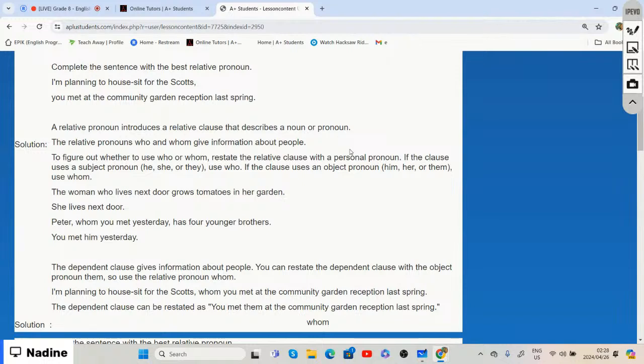All right, if we look at an example, we can say the woman who lives next door grows tomatoes in her garden. So the woman, right, if we refer to the woman as a specific subject, or pronoun, we can say she lives next door. And if we say she, then it means that we refer to it as who.